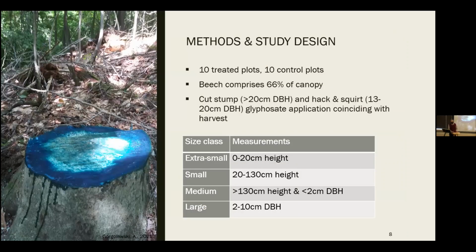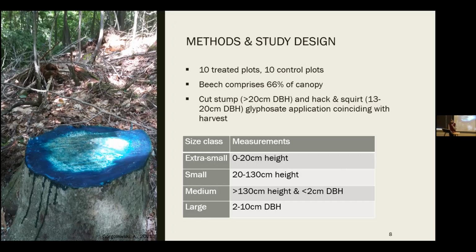So 10 treated plots and 10 control plots were chosen within a 1 hectare stand that had a canopy comprised of about 66% beech. Each plot was 5 meters in radius and centered around a mature beech tree marked for salvage harvest. And in July of 2020, beech trees were harvested and the stumps were treated within 4 days with a glyphosate solution. So in the picture here, you see a beech stump that, it looks like it was painted.